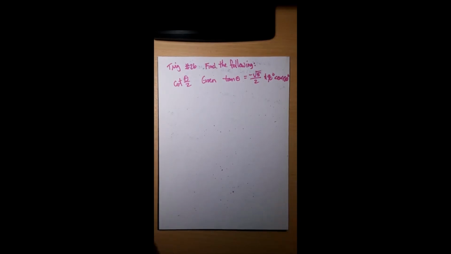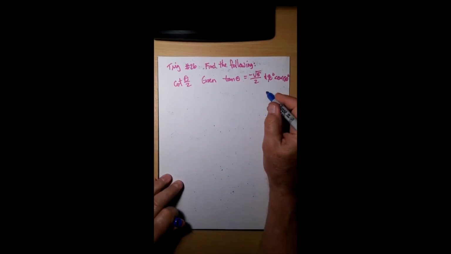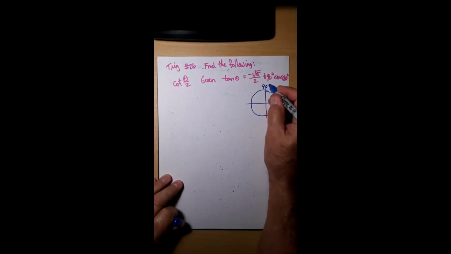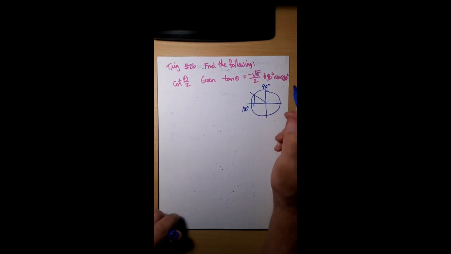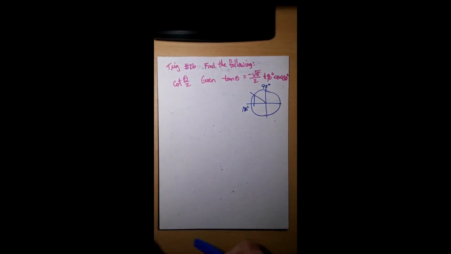Find the cotangent of theta over 2, given that the tangent of theta is equal to negative square root of 5 over 2, and theta is between 90 degrees and 180 degrees. Well, let's first take a look at that. If theta is between 90 and 180, then theta must be in the second quadrant. We know about the plus and minus signs in the second quadrant.